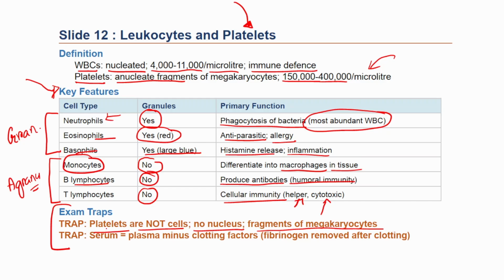Another classic multiple choice trap involves the precise biochemical difference between the liquid fraction of blood. Question stems will try to trick you into treating plasma and serum as completely identical terms. Memorize the absolute rule from slide 12. Serum is strictly defined as plasma minus its clotting factors, which occurs because fibrinogen and related proteins are completely consumed and removed during the formation of a physical blood clot. Now let me give you a few more nuggets of knowledge regarding leukocytes and platelets.